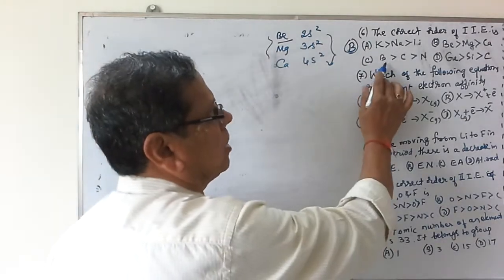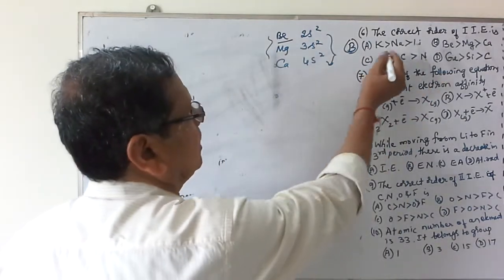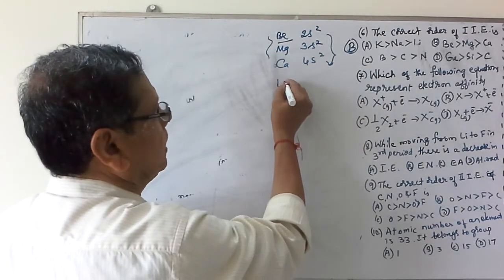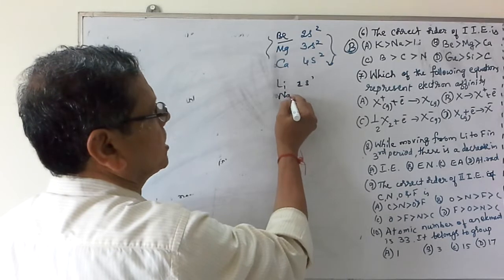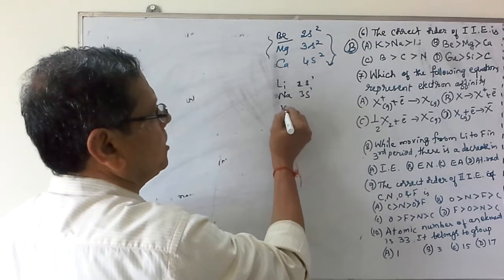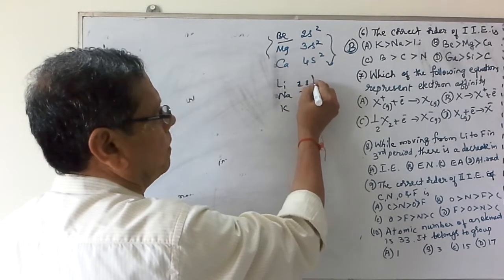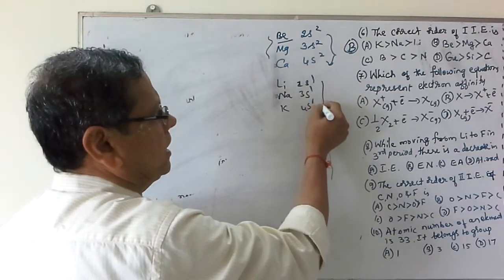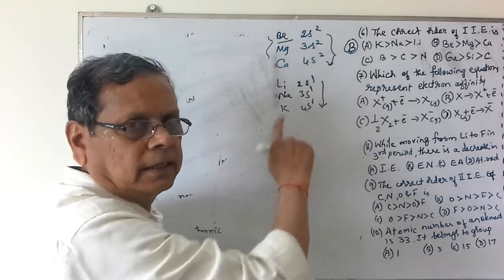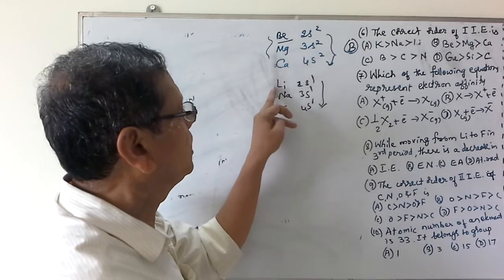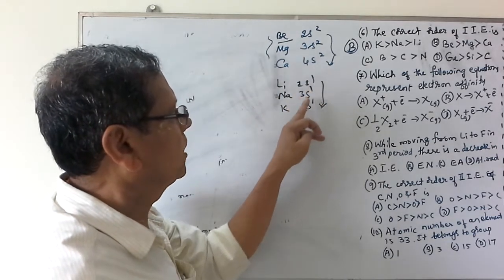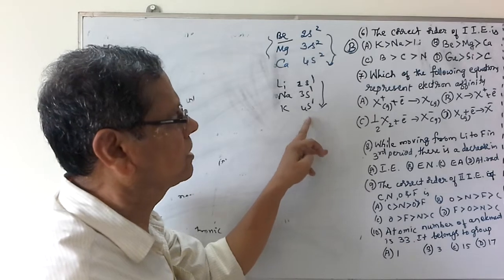Now take boron, carbon, nitrogen; first I will write lithium, sodium, potassium. Lithium 2s1, sodium 3s1, potassium 4s1. As the size increases, the ionization energy should decrease. So lithium has the highest ionization energy, potassium has the lowest.